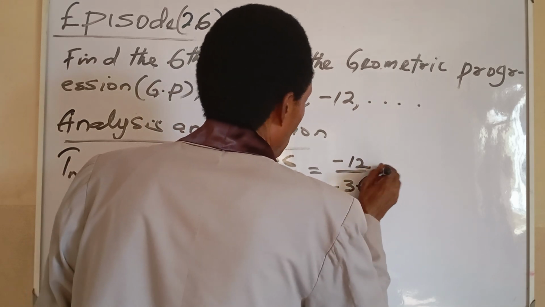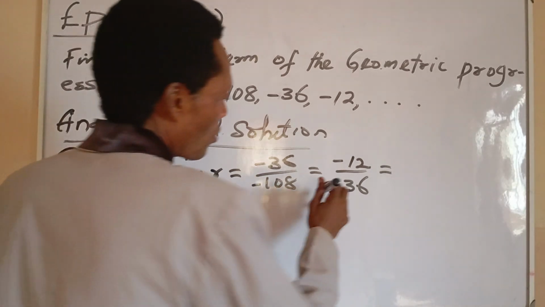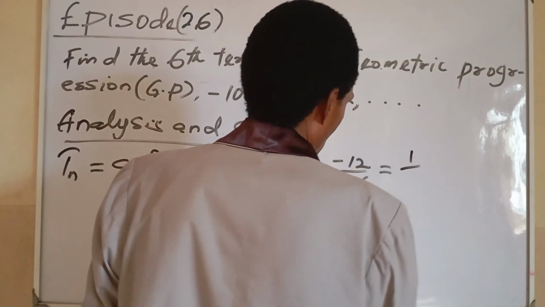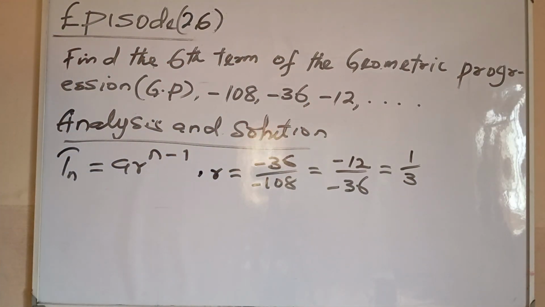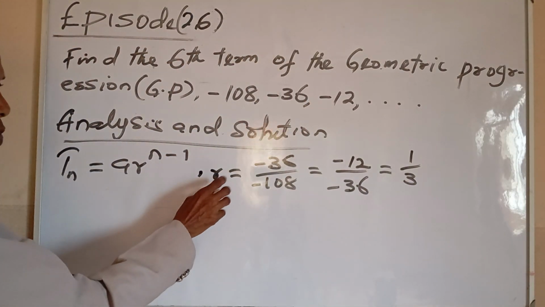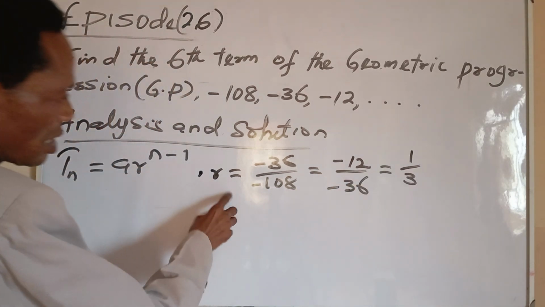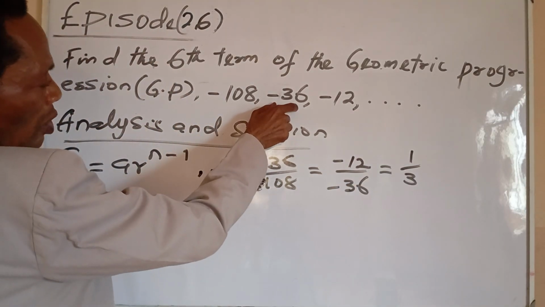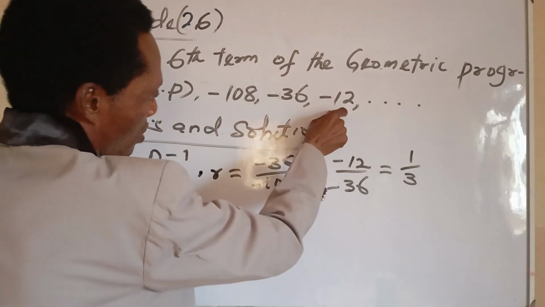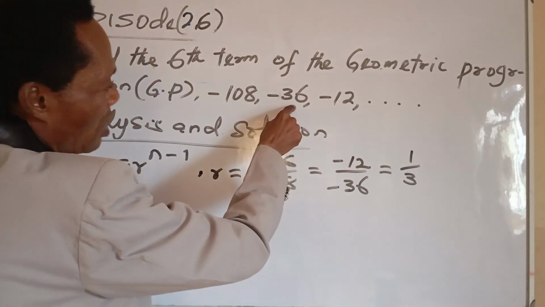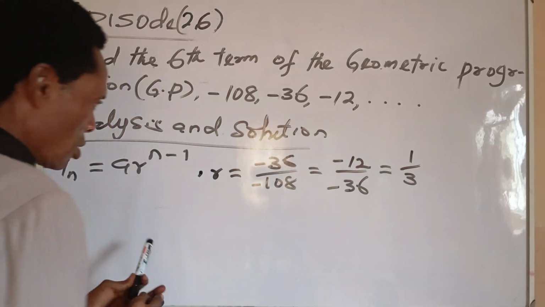Okay, so if you check it, what it will give you here is 1 over 3. So this is the common ratio. You can now see that your common ratio, which is R, is 1 over 3. The second term divided by the first term equals the third term divided by the second term. It will give you the ratio. So that is just it.